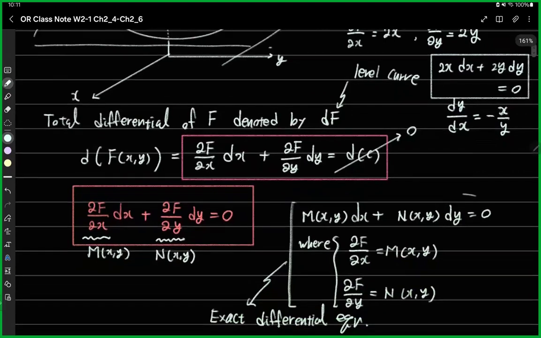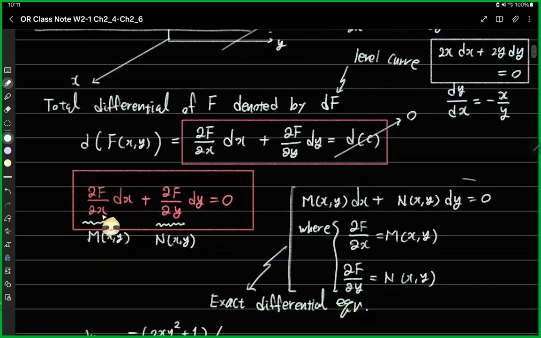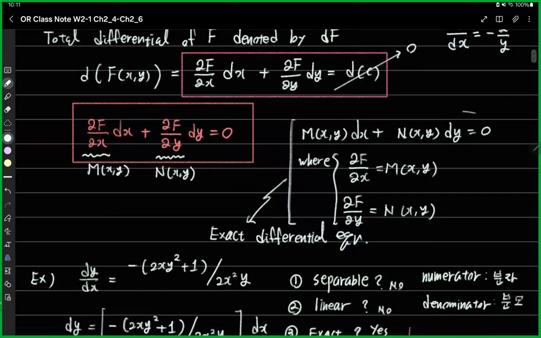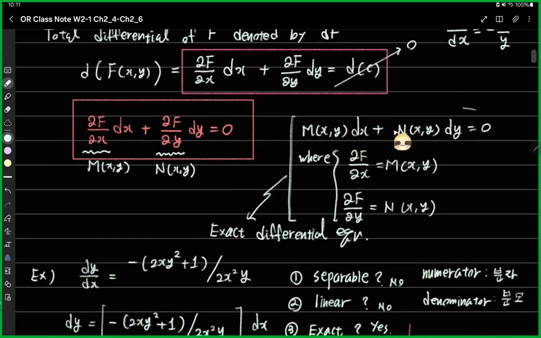Let's say partial f partial x is M of x comma y, and partial f partial y is N of x comma y. So here M is partial f partial x, and N is partial f partial y. This is called the exact differential equation: if the form of a given differential equation exactly matches this one, that is called an exact differential equation.